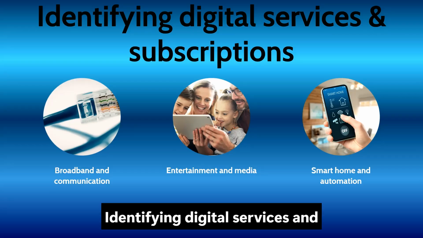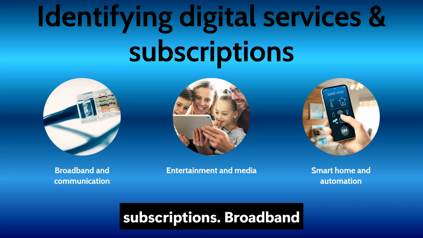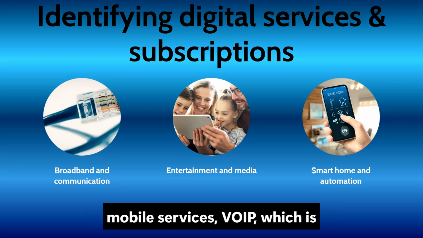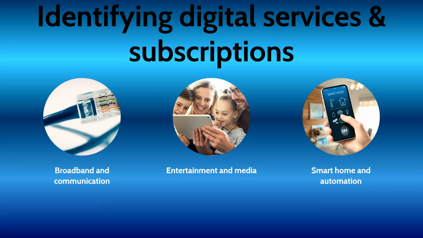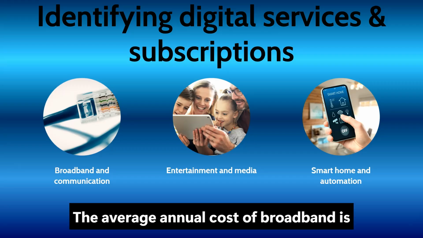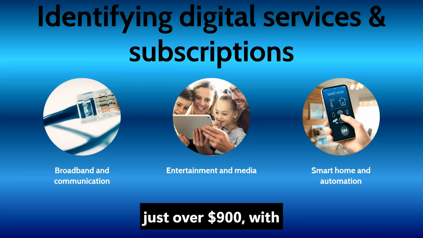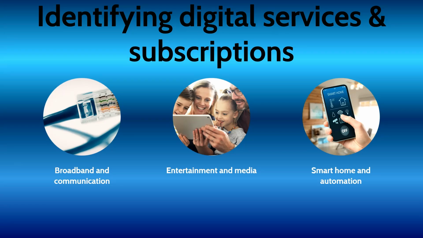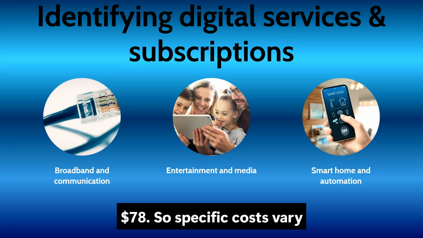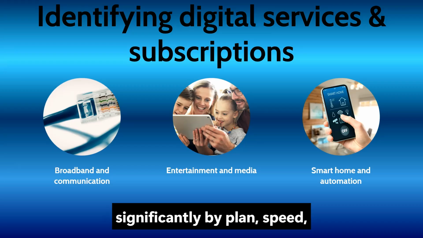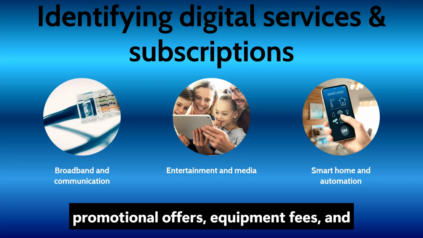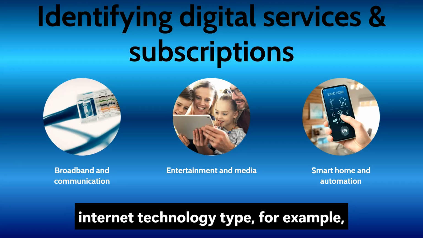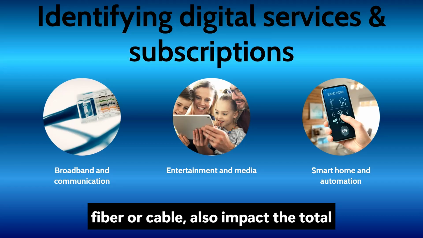Identifying digital services and subscriptions. Broadband examples include internet services, mobile services, VoIP, which is Voice over Internet Protocol. The average annual cost of broadband is just over $900, with a monthly average of approximately $75 to $78. Those specific costs vary significantly by plan, speed, provider, and location. Factors like promotional offers, equipment fees, and internet technology type, for example, fiber or cable, also impact the total annual price.